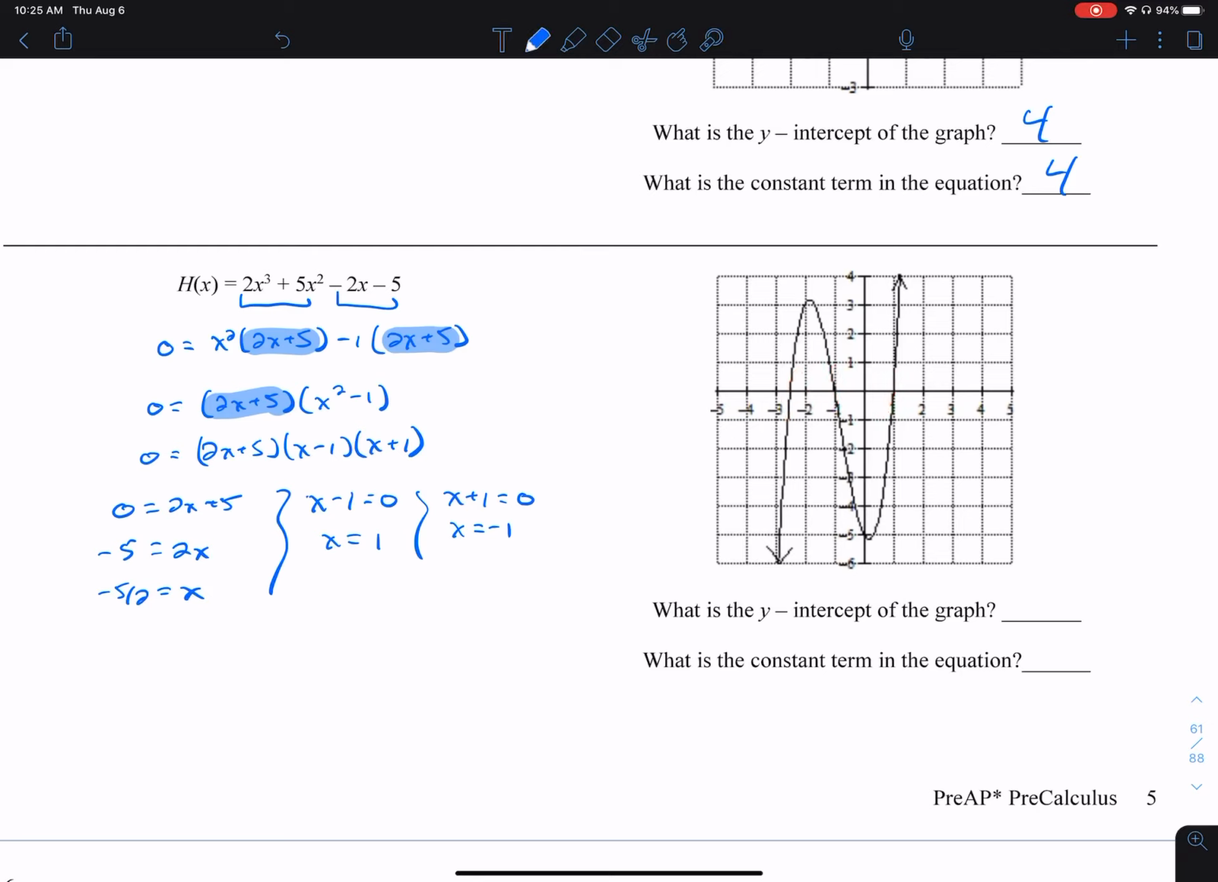What's the y-intercept of this graph? It looks like it's a negative 5. What's the constant term? It is definitely a negative 5. Not a coincidence.